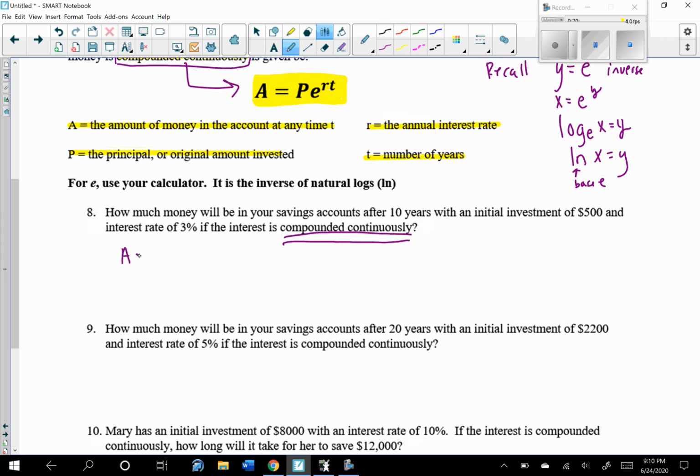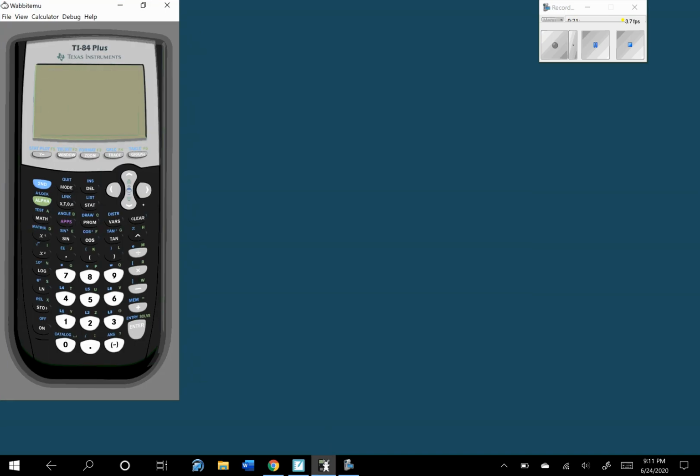So A is equal to PE to the RT power. P is equal to 500. T, it says, was 10. R is 3%, so 0.03. And e, we know, is equal to a number using our calculator. So for this, we have A is equal to 500. You don't plug anything in for e. Use your calculator to get the value of e. 0.03 times 10. And so on my calculator, we have 500.